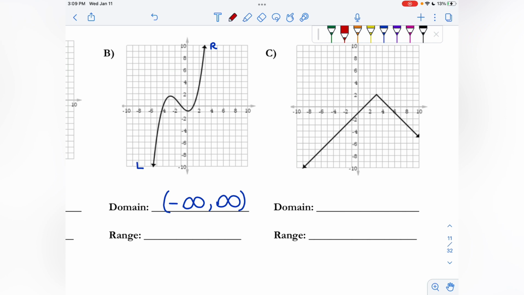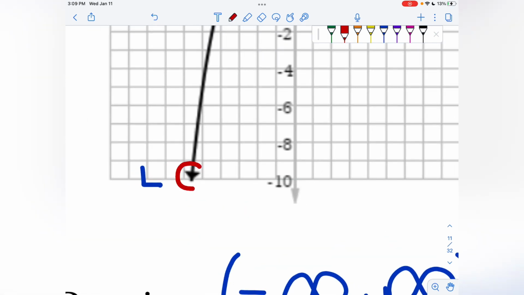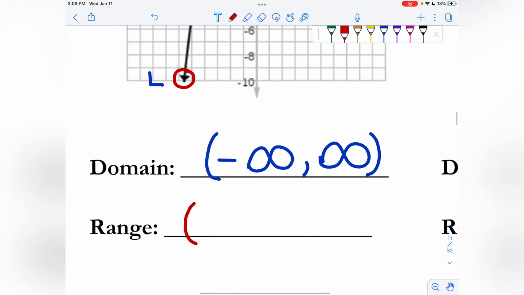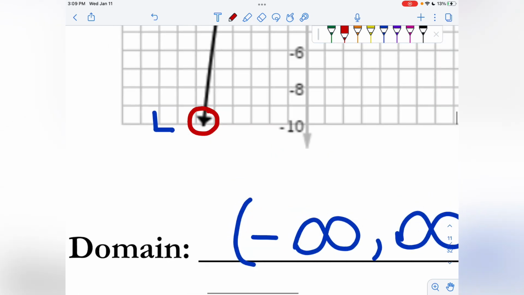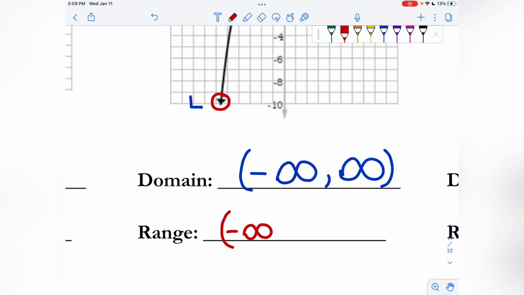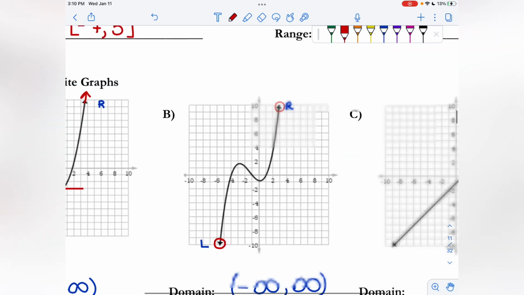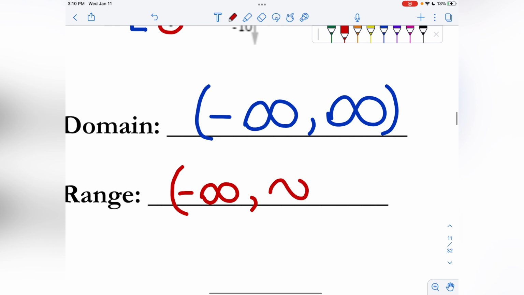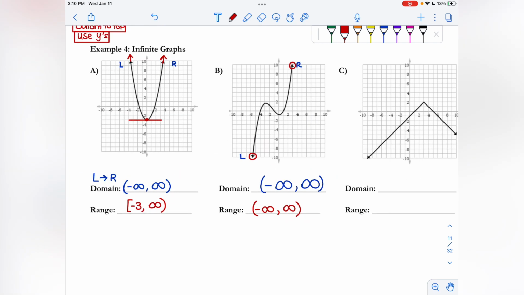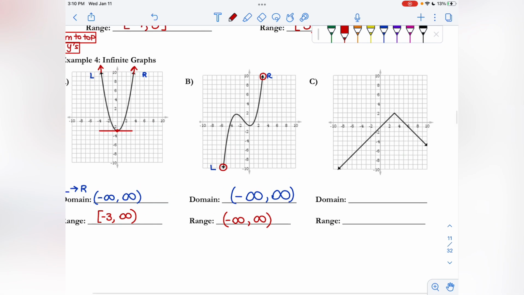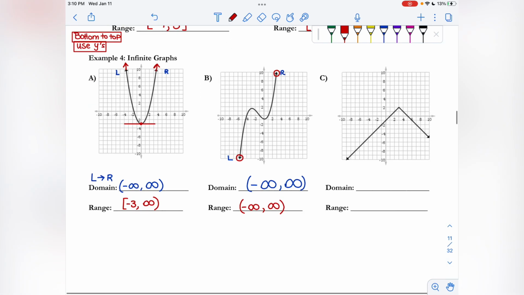Now the range is a little bit easier to see. This does go down forever. So down forever is negative infinity, and you have to start from the bottom. So if it goes down forever, then the bottom is negative infinity. But it also goes up forever. So that goes to positive infinity. So that's my answer.